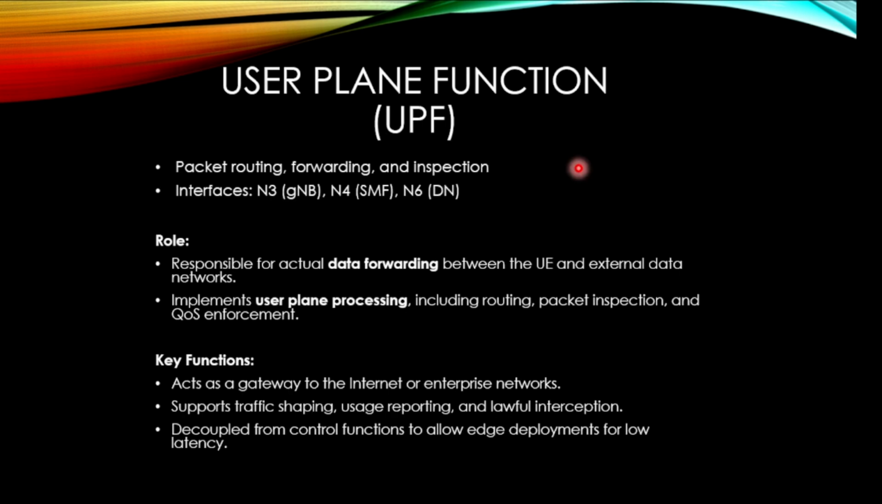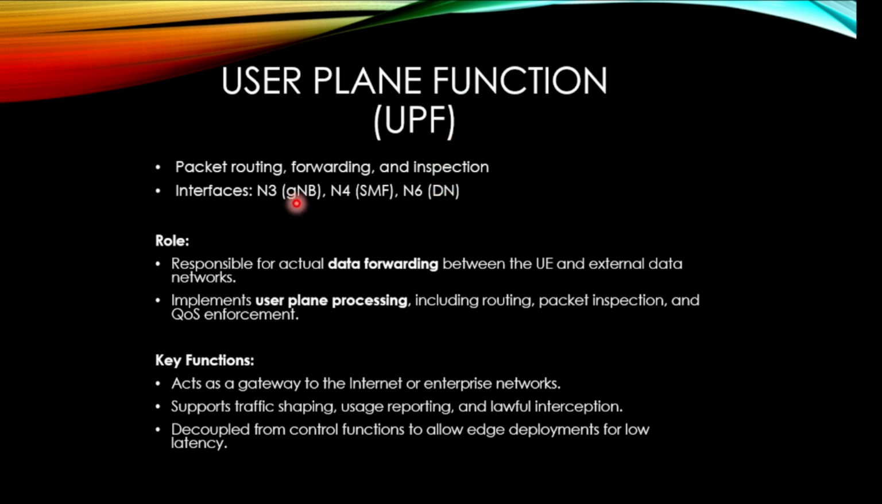User plane function, so its main role is packet routing, packet forwarding, and inspection of data interfaces. Now the UPF connects to the G node B, which is the final anchor, by the way, before the user equipment. It connects to it via the N3 interface. You have also another interface between the UPF and the session management function, which is the N4, and N6, which is the data network, by the way. And N6 is the interface between the data network and the UPF.